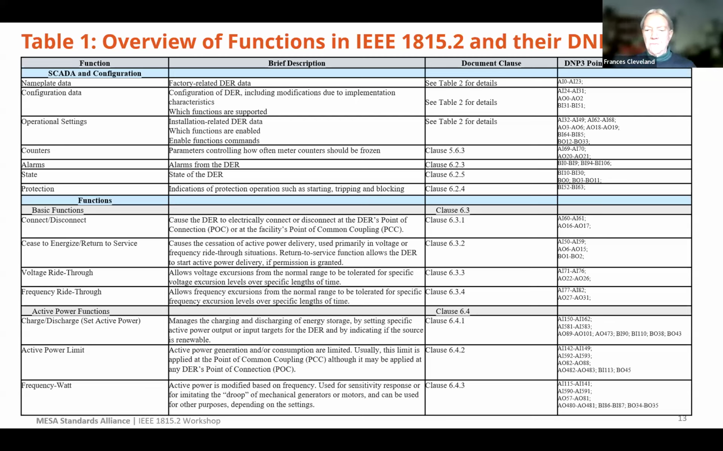What I'm really pointing out is how interoperable this now is. Anytime the DNP3 point AI60 is received or set, it means the same thing, regardless of what utility is involved, regardless of what DER system is involved. That's the important aspect for interoperability. It has to mean the same thing all the time. Okay, next slide.